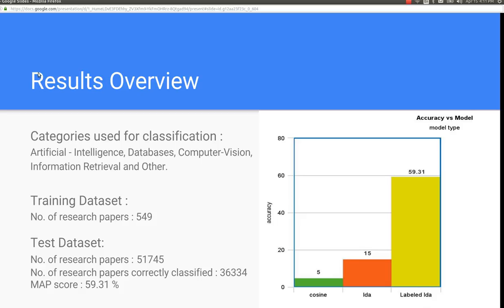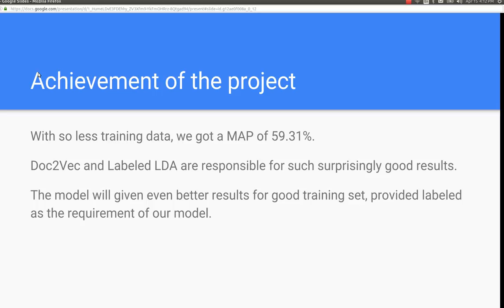The main problem with that dataset was that we had only 549 research papers with abstracts, for which we used the labeled LDA to get the top 20 words, because of which our accuracy became 59.31. Had we got a better training set which had more abstracts of research papers, we would have got a better set of top 20 words to give a better result for the test set. But since we had a smaller number of research papers for our training, we got this result. So that was a major achievement for this project, that even though we had such a dataset, we got a MAP score of 59.31%.